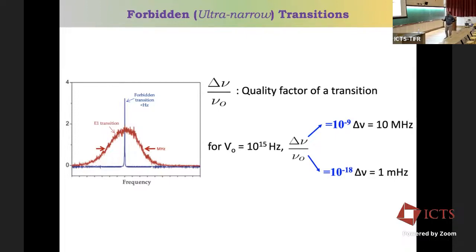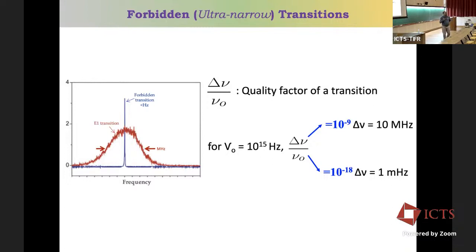For example, let's say a transition frequency nu0 is fixed at 10 to the power 15 hertz, which is a typical optical transition. Considering nu0 is 10 to the power 15, if you take an electric dipole transition, which has a line width of 10 megahertz, then this quantity, which is nothing but the fractional frequency accuracy, becomes 10 to the power minus 9. Whereas if you take a transition with only 1 millihertz line width, then this quantity becomes 10 to the power minus 18.